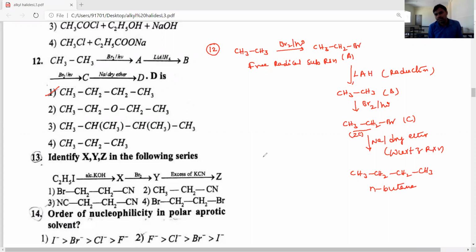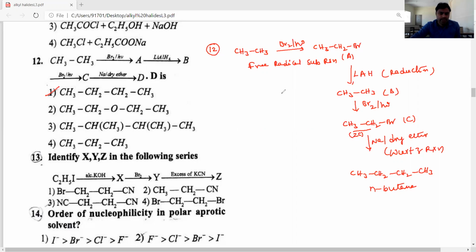Okay. So the conversions: first one is free radical substitution. Second one is reduction. Alkyl halides are reduced in the presence of LiAlH4 or sodium borohydride and form alkanes. Again, free radical substitution reaction. After that, Wurtz reaction. Clear, students? Let's go for the next question.